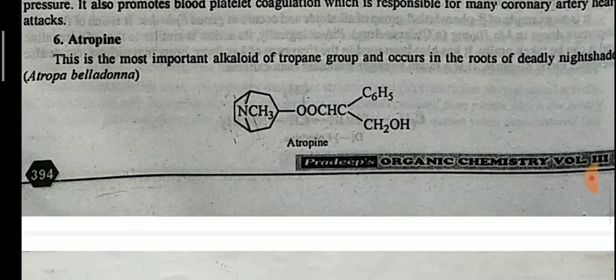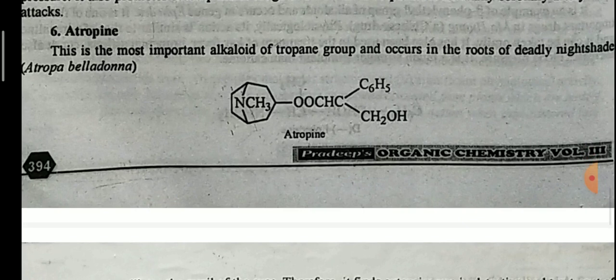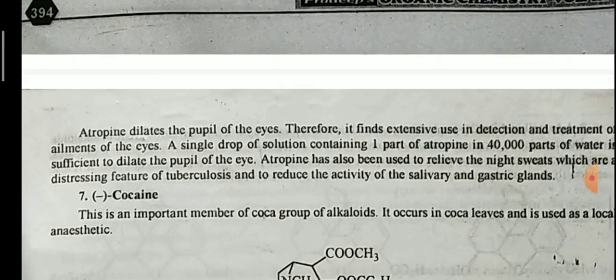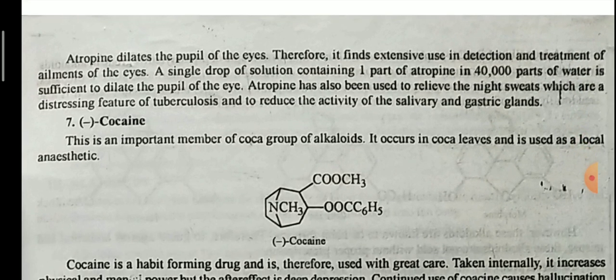Atropine. This is the most important alkaloid of tropane group and occurs in the roots of deadly nightshade, Atropa belladonna. Atropine dilates the pupil of the eyes. Therefore, it finds extensive use in detection and treatment of ailments of the eyes.